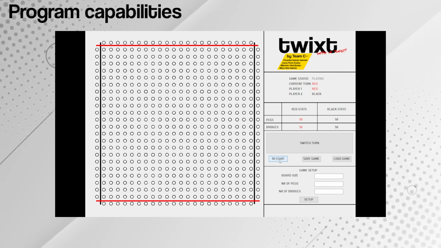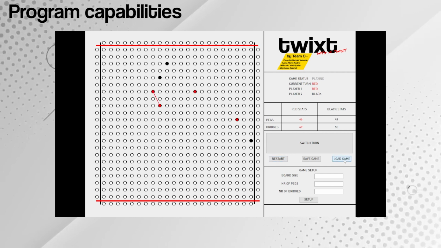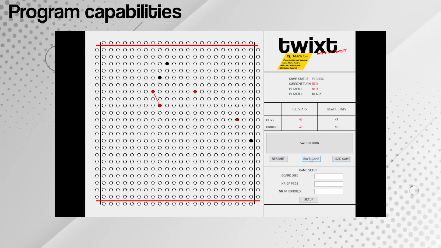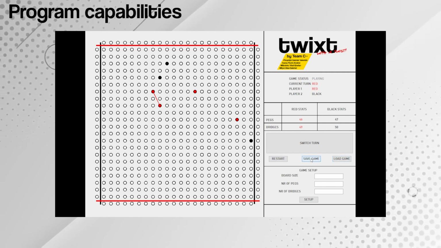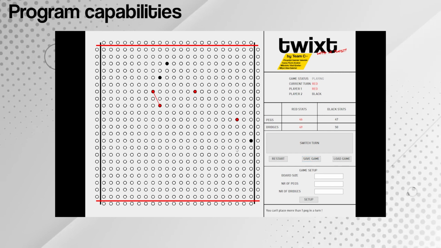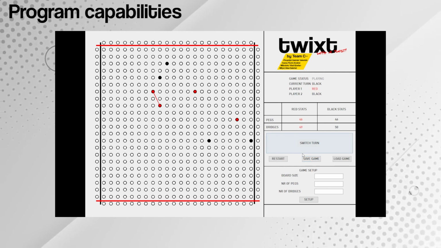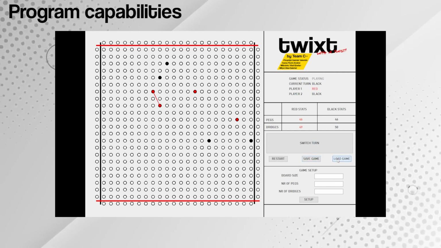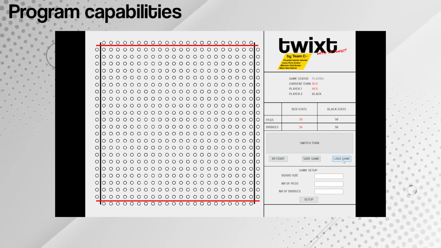The save game button saves the current configuration of the game, the number of pieces left for both players, the status of the game, basically all the information required for loading the game back to the moment that the save has been commenced. The load game button loads up the game from the save file.